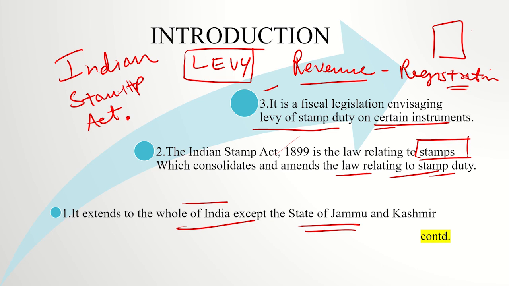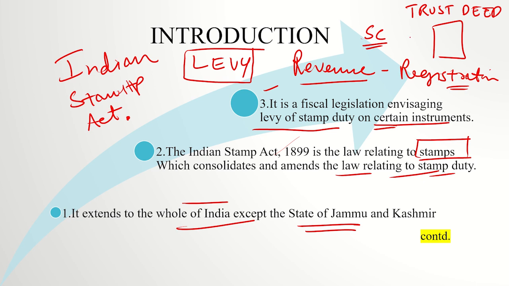I told you the example of a simple trust deed. So the trust deed is an instrument. For a trust deed we must pay stamp duty. Or if we have a share certificate, if it is a physical share certificate, we have to pay stamp duty. So things like that.